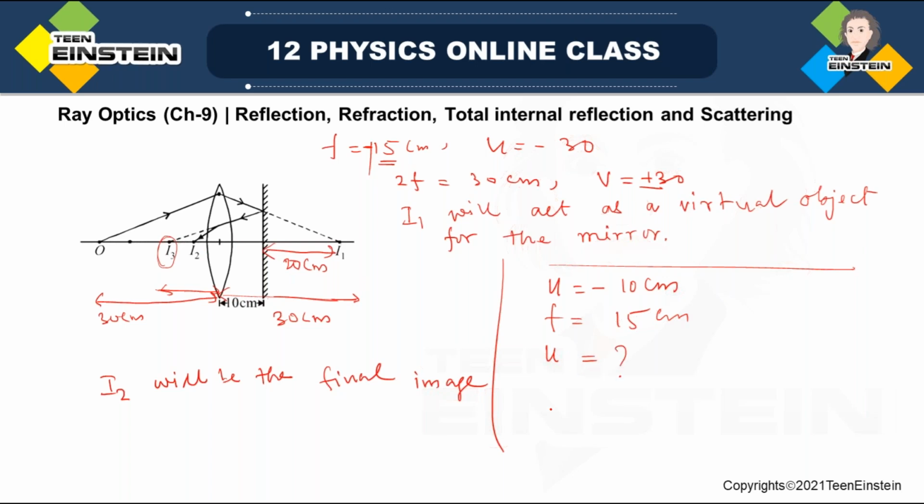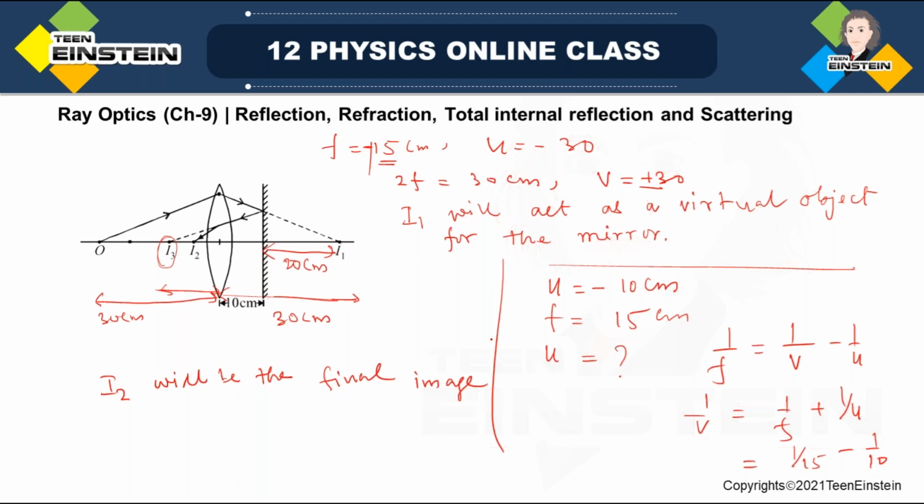Okay, what is the image? So we know from the lens formula we can write 1 by f is equal to 1 by v minus 1 by u. So from here we can find out 1 by v is equal to 1 by f plus 1 by u. So 1 by v, let's see. So this is 1 by 15 and this is minus 1 by 10.